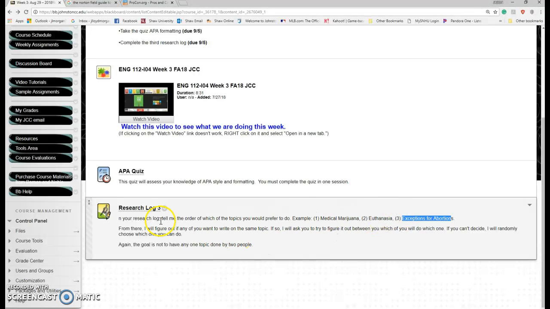Okay, so basically all you do for this research log is you just go and you say, my first choice, my second choice, my third choice. That's it. And again, the goal is to have not any one topic done by 2 people. So once you've posted this, then I will figure out who will do which topic based on what everyone submitted. And if there was a tie, then I just literally flip a coin on who gets what.